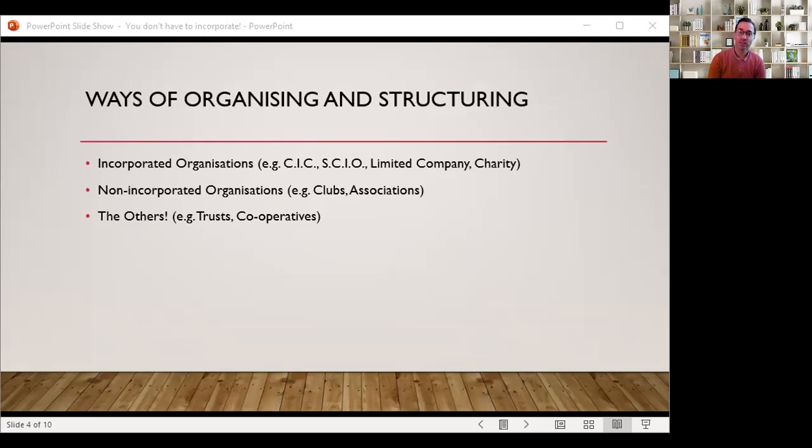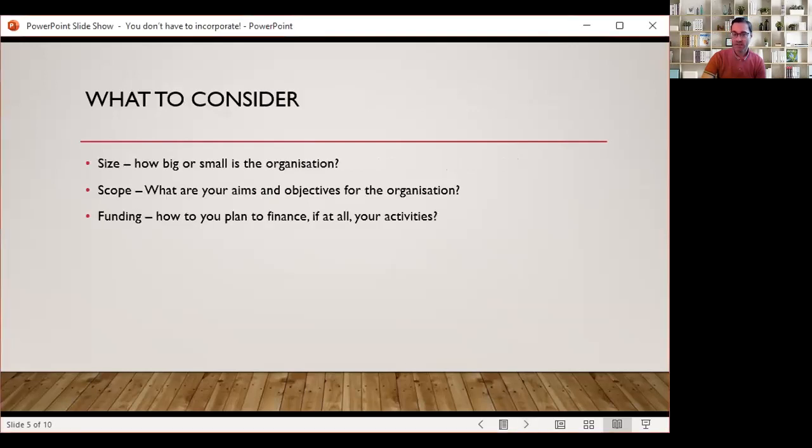So if you are looking to start an APO or an autistic people's organization, how are you going to decide which of the above is most suitable? I'd say look at three simple things. Size, so how big or small is the organization you're wanting to give some formal structure to, or what you want to do. Scope, what are your aims and objectives for the organization? And then funding, so how do you plan to fund, if at all, any of your activities? You don't have to go and find funders. You can have some other way of doing it, but you need to think about that.